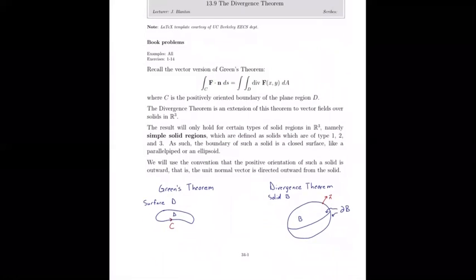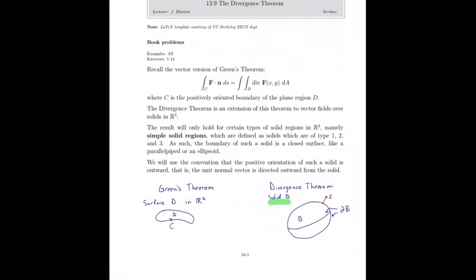So recall again from Green's theorem that, looking below, we've got a sketch here. We have a region D in the plane, and it's got a positively oriented boundary C. So that's our 2-dimensional version of this situation, and we'll say in R2, just to reiterate that this is a region in the plane. And the divergence theorem is really going to be an extension to a solid B with a boundary of B.